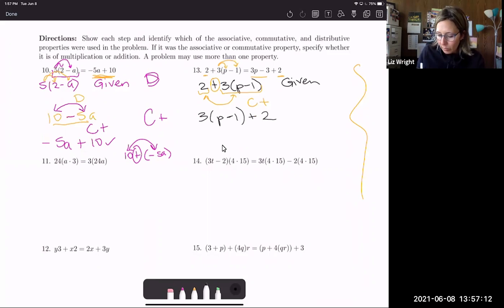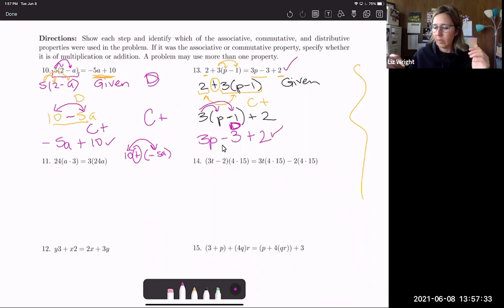And then what we are going to do is the distributive property. We're going to distribute. So then we get 3p minus 3 plus 2. And don't forget to write in your D, because I forgot to write mine in. That's your distributive property. And then you check, this looks the same as up here. We're done. Well, here's your other way you could have done it.